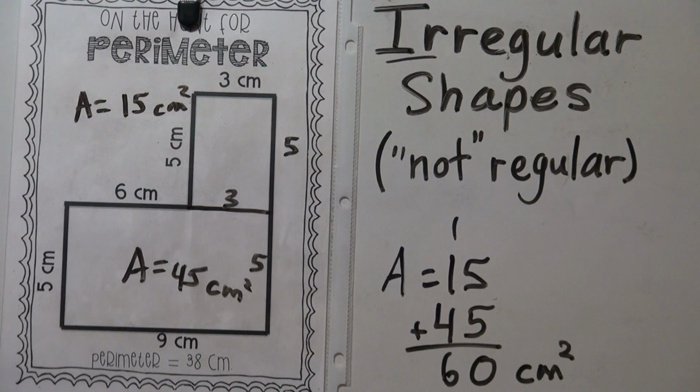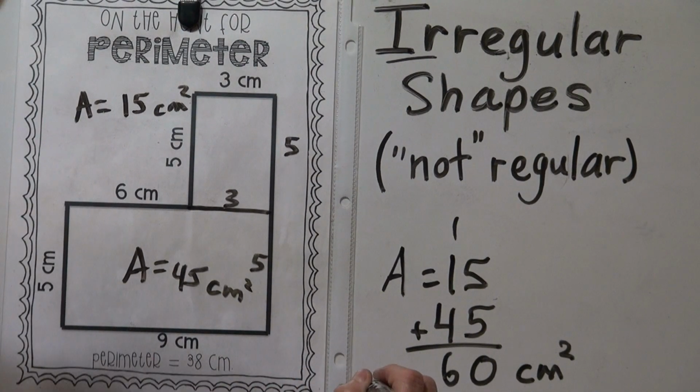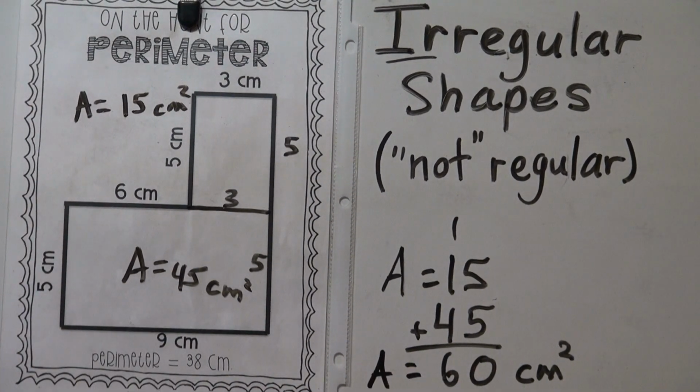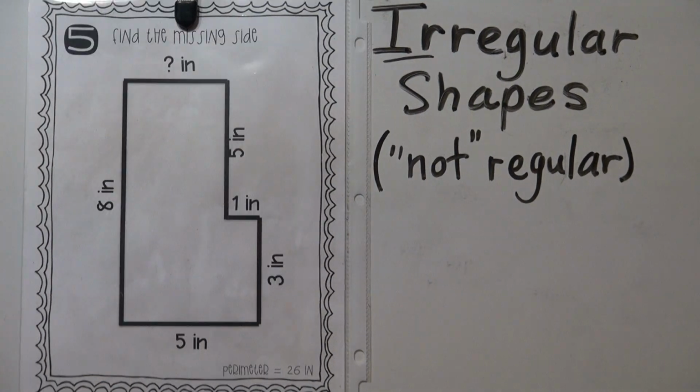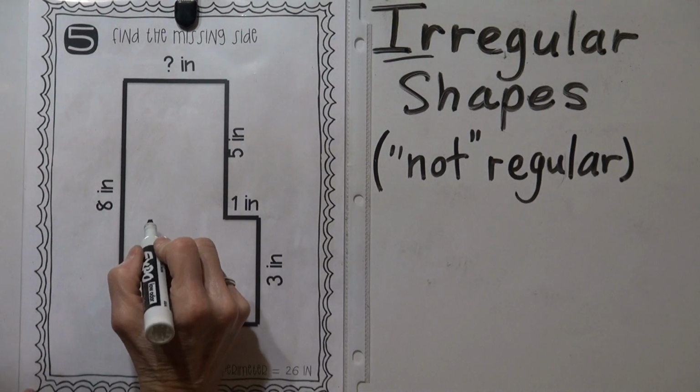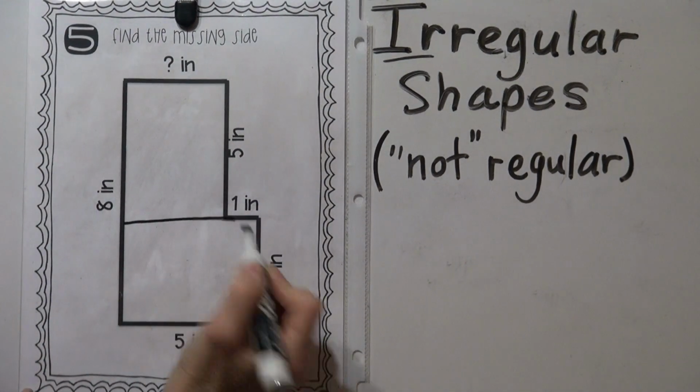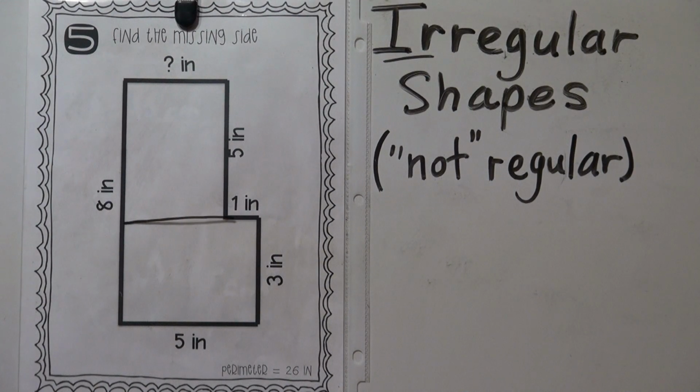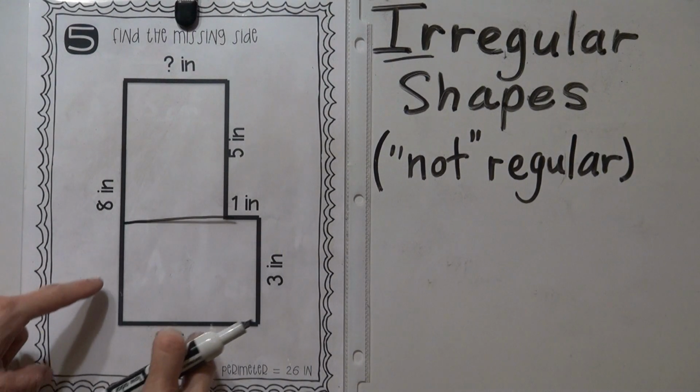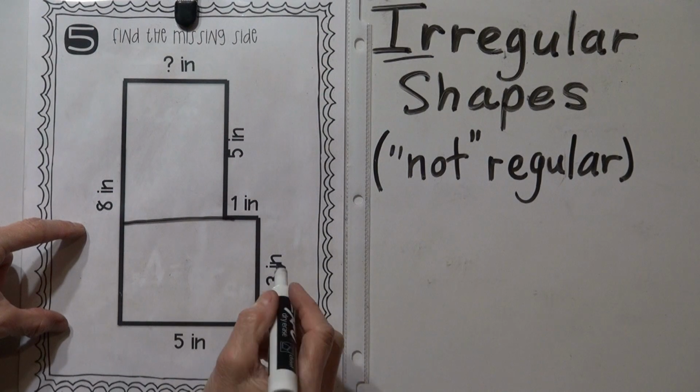60 square centimeters. And we have solved the area as well as the perimeter. Okay, I have 2 more shapes that we can do together. So first step is to divide your irregular shape up. This one kind of makes more sense to me this way. Second step is to label the sides of our regular shapes now.